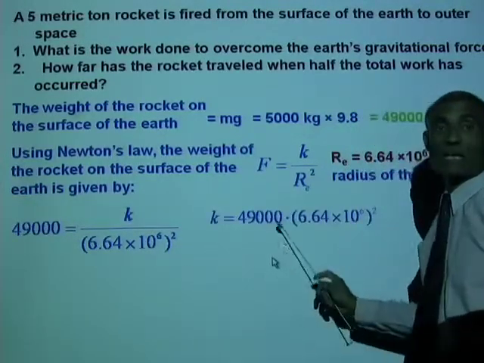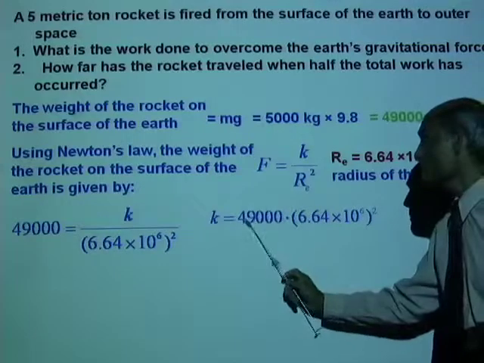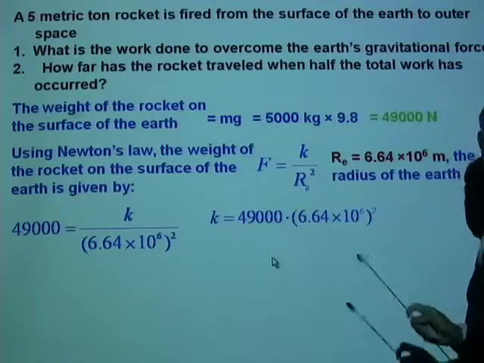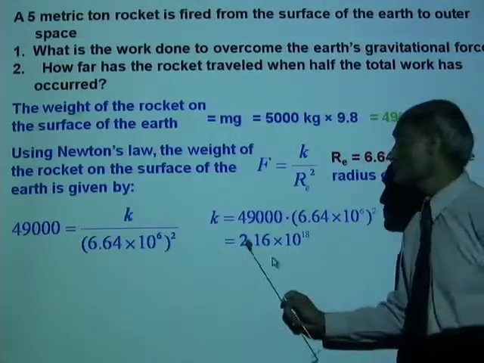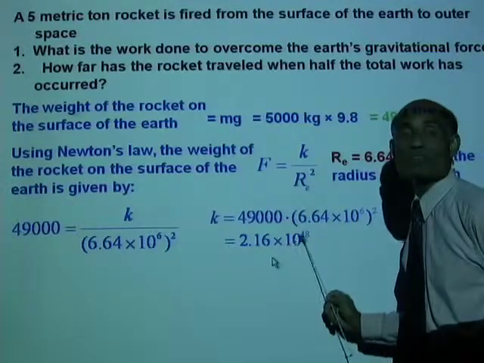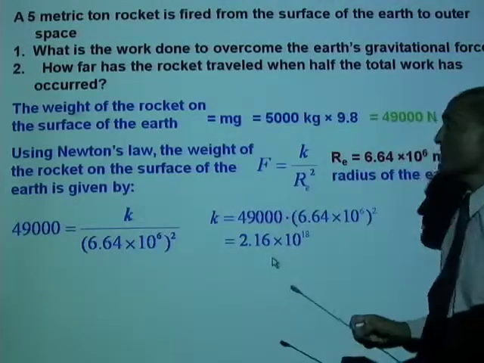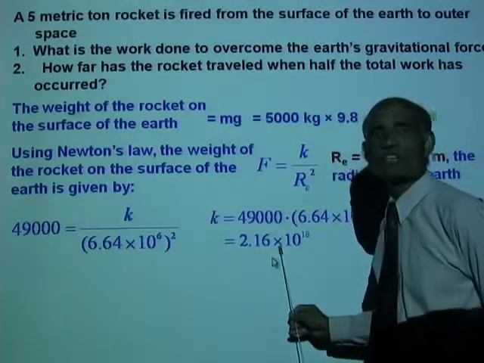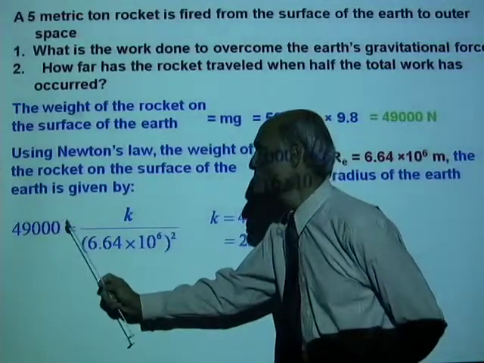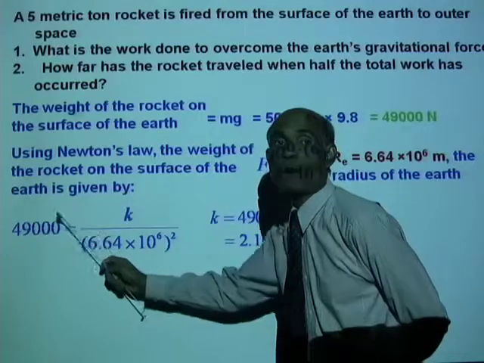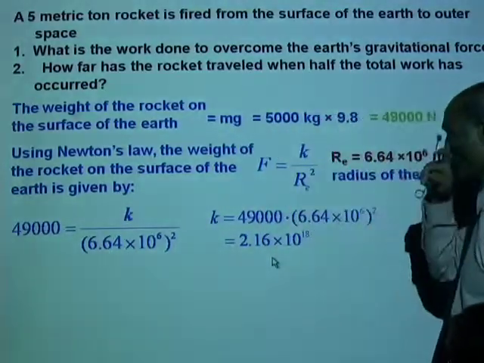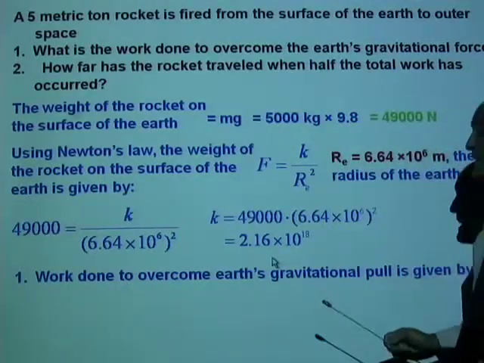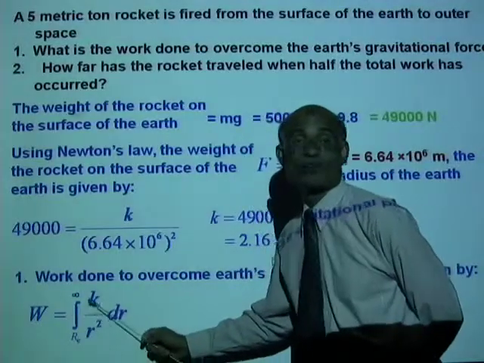And that gives you k equal to this big number, 49,000 times 6.64 times 10 to the 6, all raised to the power of 2. And that is 2.16 times 10 to the power 18. That is the value of k. Well, it also has a unit. In mathematics, we really don't consider much of that. Its unit will be Newton meter squared.